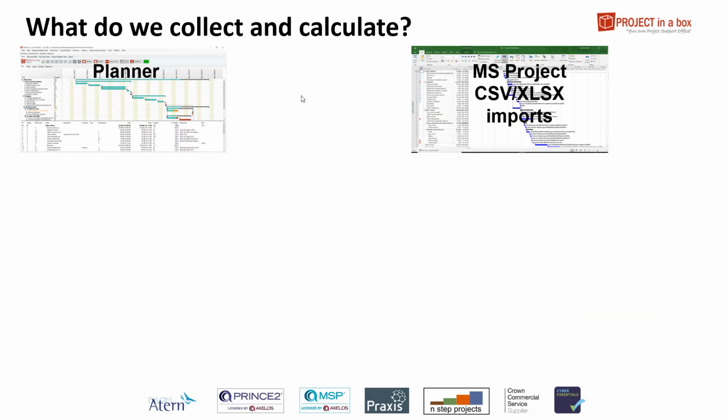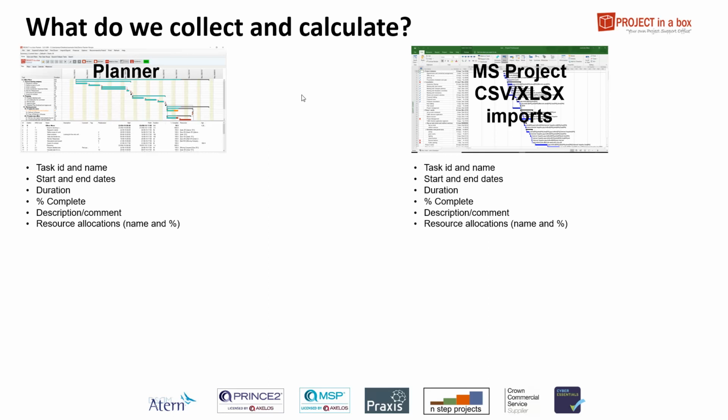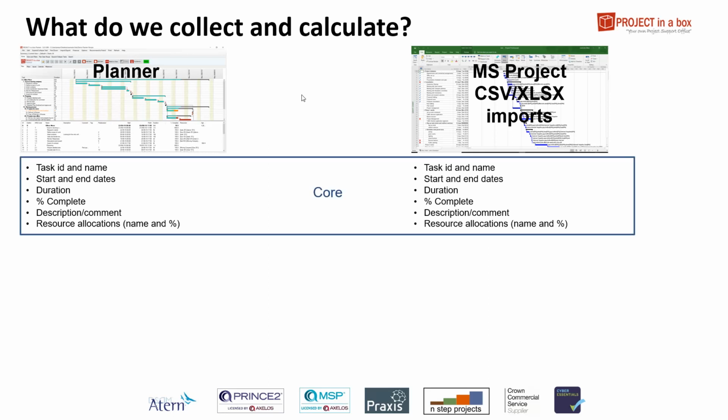So what do we collect and calculate? Well, like I've already said, there's a slight difference between Microsoft Project and the import type files and Planner. The core set of data which is consistent is the essential things which people collect in plans, hopefully. Task ID and name, start and end dates, duration, percentage complete, description, comments, resource allocations, which can be multiple. I'm allocated for 50% of the time to a particular task, etc.